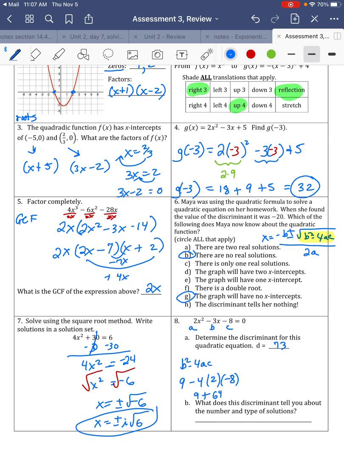So 73. This tells me that I'm going to have 2 real solutions because the part inside the radical, like right there, is going to be a positive number. They're going to be gross and they're going to be decimals, but there are going to be 2 real solutions. They're not going to be imaginary or complex.